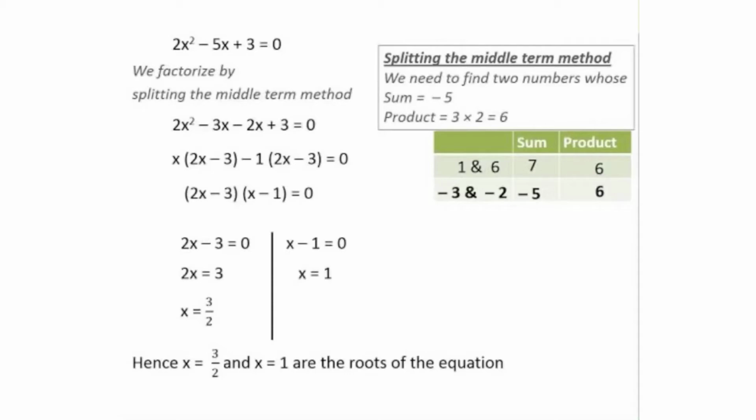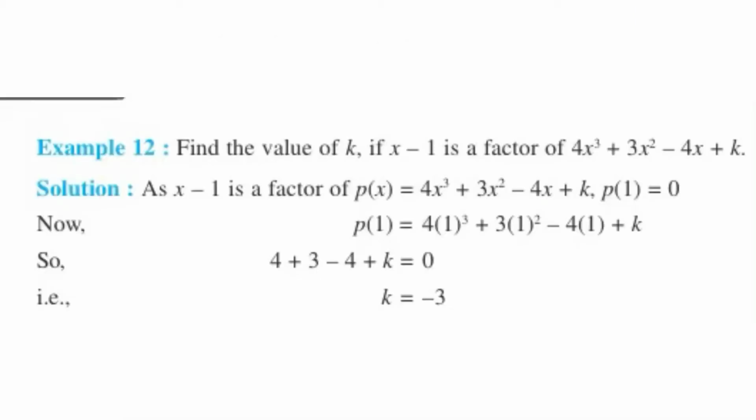Taking the first two terms, we get x common, and in the last two terms, we get minus 1 common. So, x into 2x minus 3 minus 1 into 2x minus 3 is equal to 0. Taking 2x minus 3 common, we get 2x minus 3 into x minus 1 is equal to 0. That is, 2x minus 3 is equal to 0, which means that 2x is equal to 3 and x is equal to 3 by 2. Now x minus 1 is equal to 0, which means that x is equal to 1. Next question is example 12.